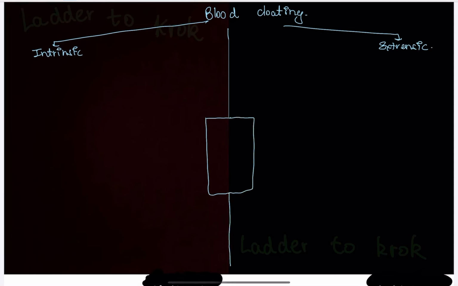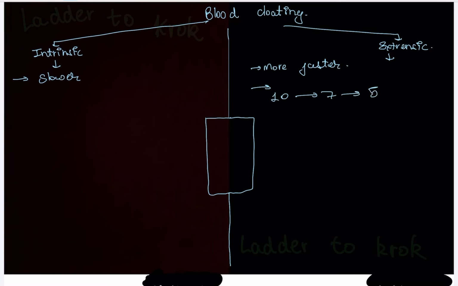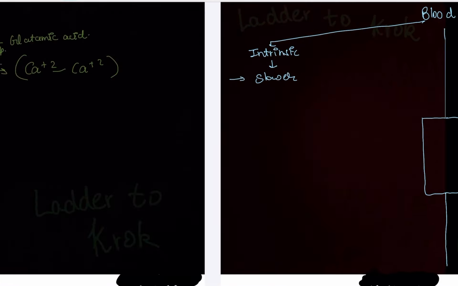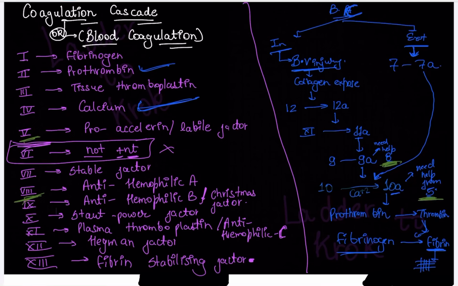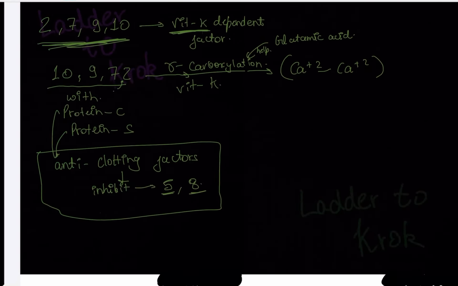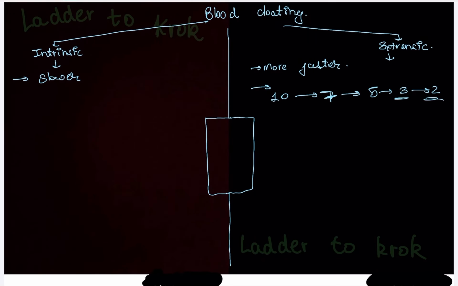Now, as you know, the intrinsic pathway needs a lot of factors to activate, so it is slower. The extrinsic is more faster. In this, which factors are active? 10, 7, 5, 3, and 2. As you know, 7 activates 10. So 7, 5, 3, 2. I hope it is clear. Why is there 5, the pro-labile factor, and 3, 2.